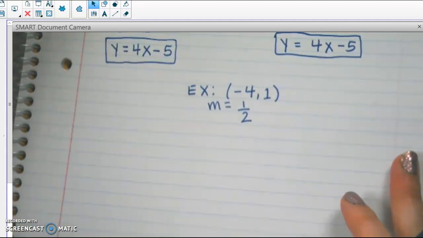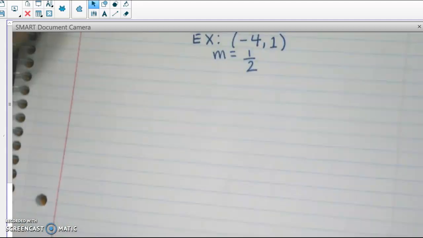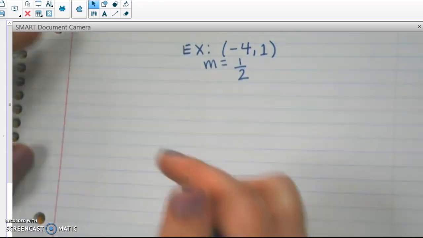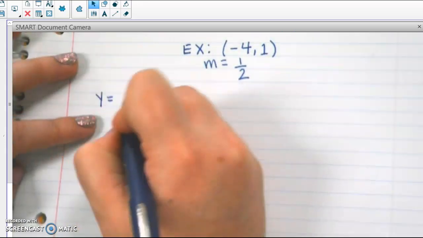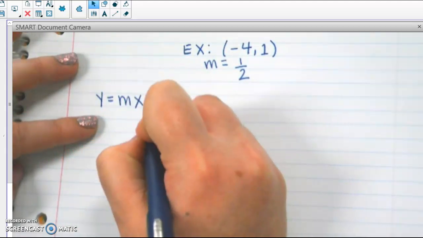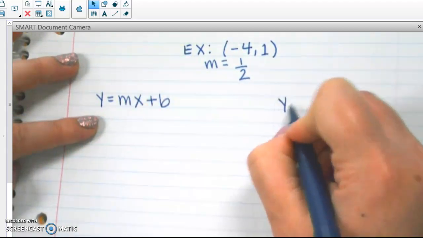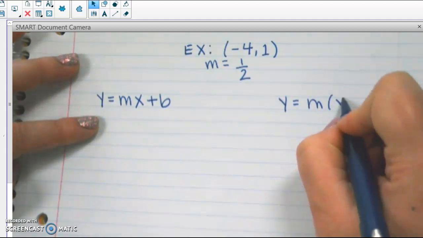Let me get situated here, sorry. I'm running out of room on the paper.